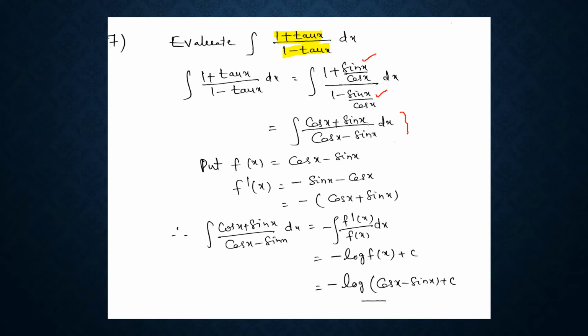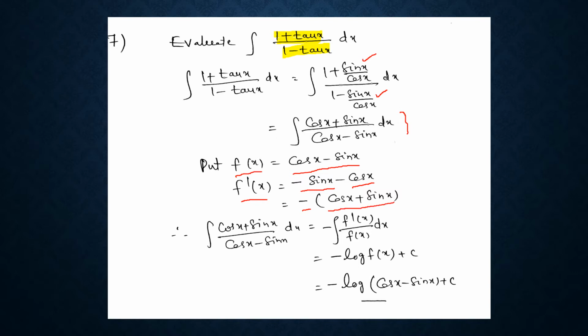Now check whether it is in the form of integral f dash x by f of x dx. Let us take the denominator f of x is equal to cos x minus sin x. Now find the derivative of f of x. That is f dash x is equal to d by dx of cos x is minus sin x minus d by dx of sin x is cos x. By taking minus as common here, minus of cos x plus sin x.